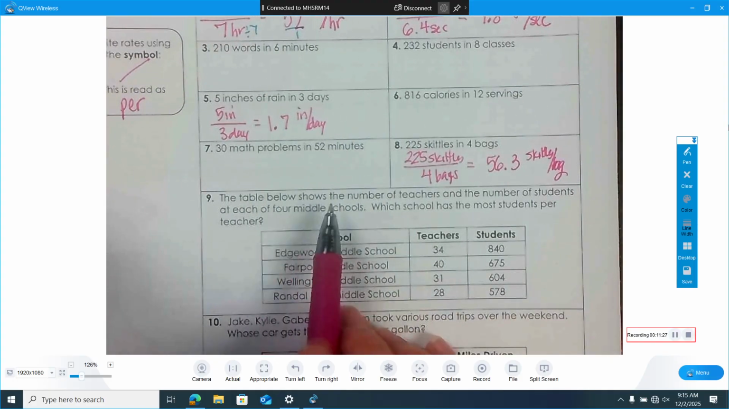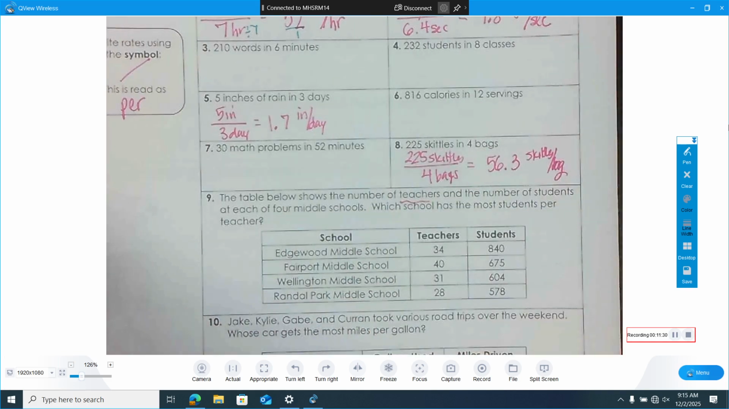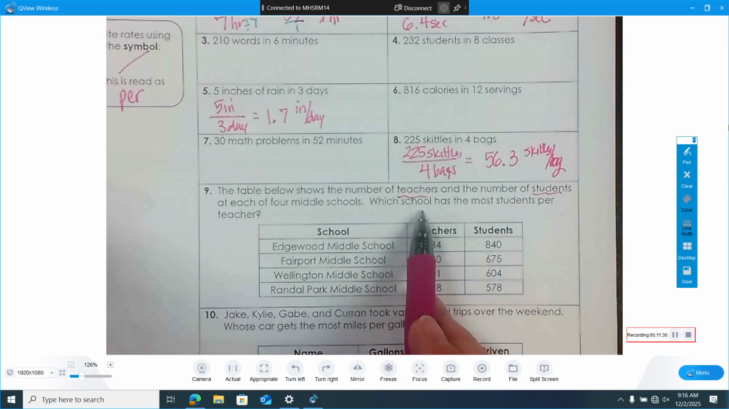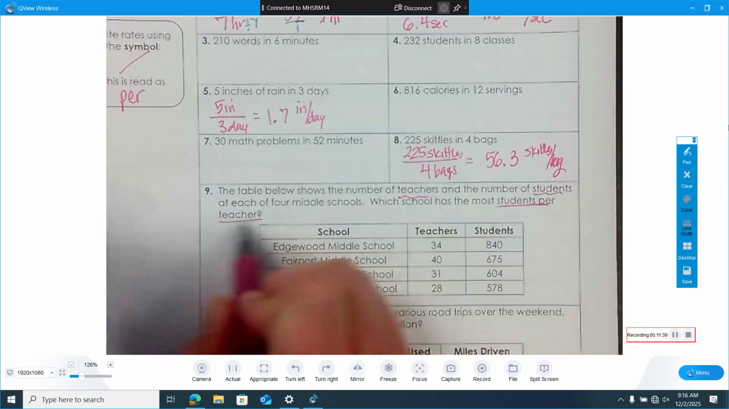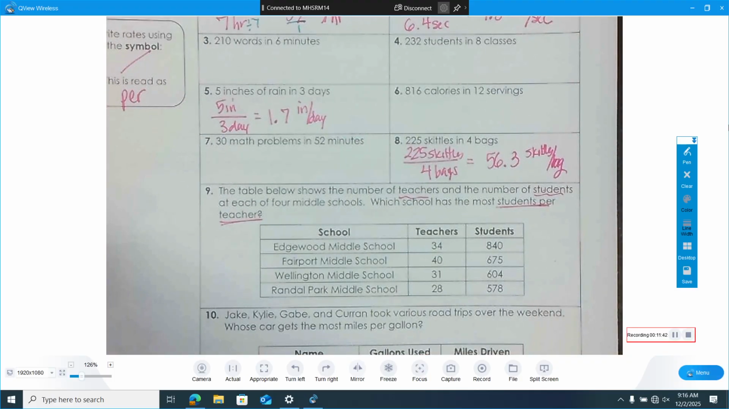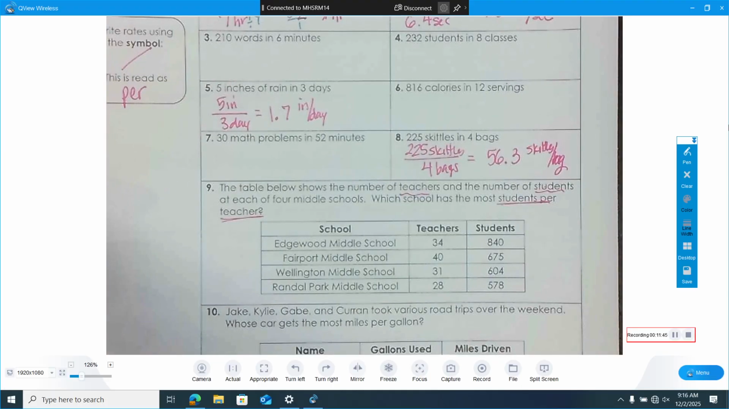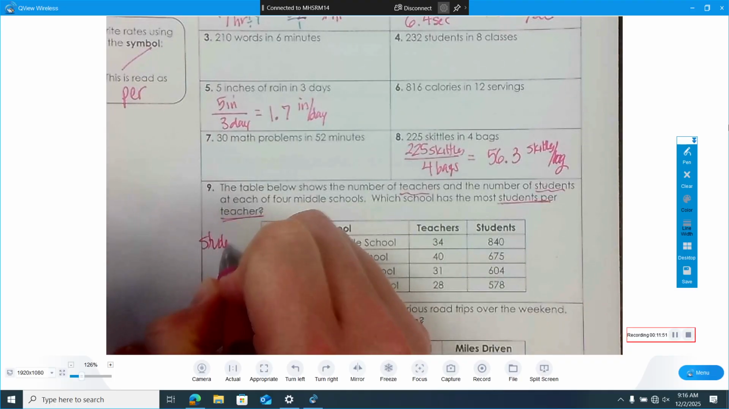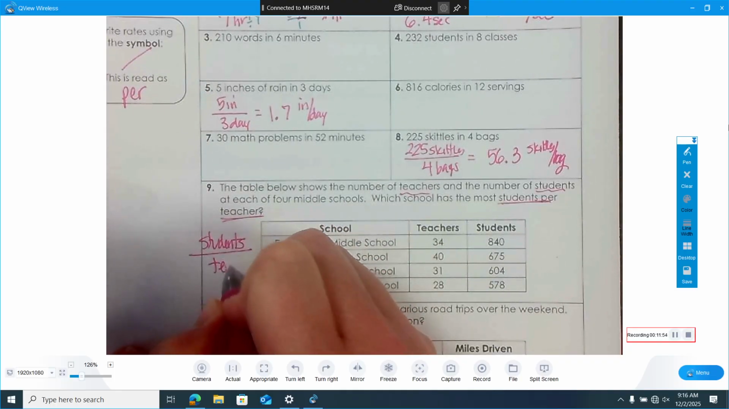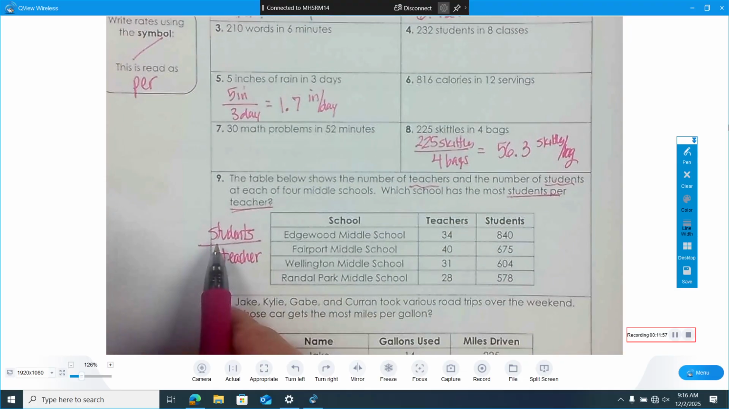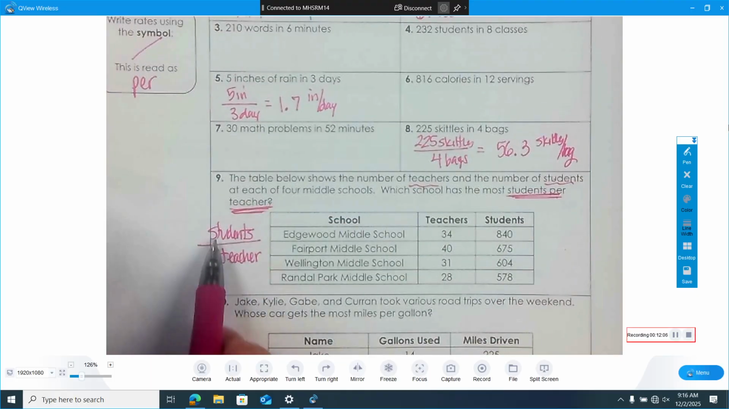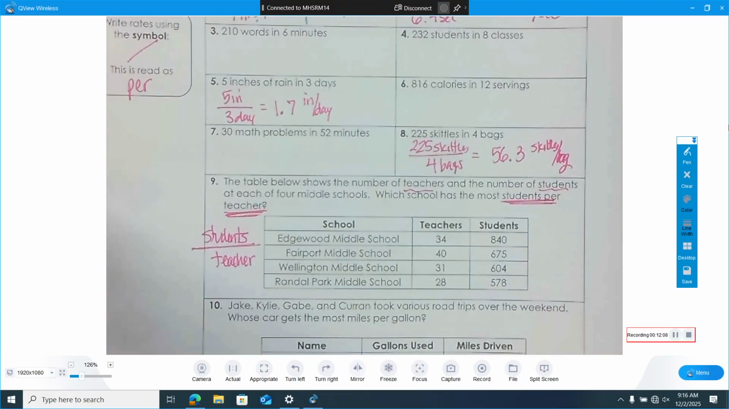The table below shows the number of teachers and the number of students at each of 4 middle schools. Which school has the most students per teacher? Ladies and gentlemen, when you read a statement like that, you have to read it very carefully. It's telling you we want to know how many students per teacher. So when you read that, it's telling you we want the students on top and the number of teachers on the bottom, because that's what that word per means. Students per teacher. That's how we want to divide it.